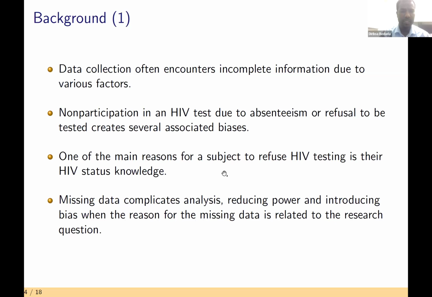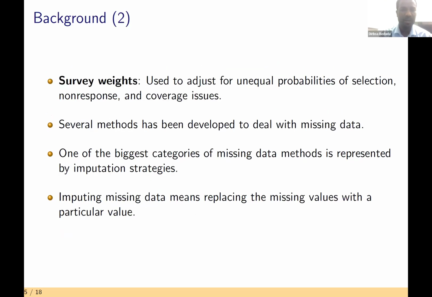So in this context, missing data complicates analysis. Not only loss of power, it also introduces bias when the reason for the missing data is related to the scientific question we are interested in. In HIV survey research, survey weight is one of the important variables in the data set, which is used to adjust for unequal probabilities of selection, non-response, and coverage issues.